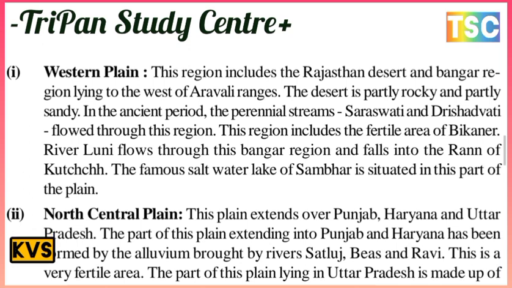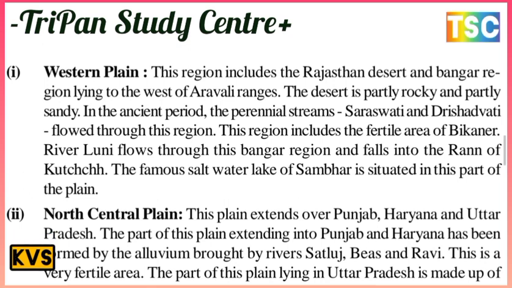The first is the Western Plain. This region includes the Rajasthan desert and Bhangar regions, to the west of the Aravallis range. The desert is partly rocky and partly sandy. In ancient times, the streams Saraswati and Drishadvati were flowing through the region.